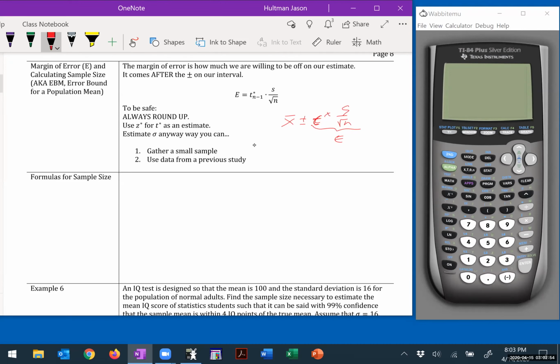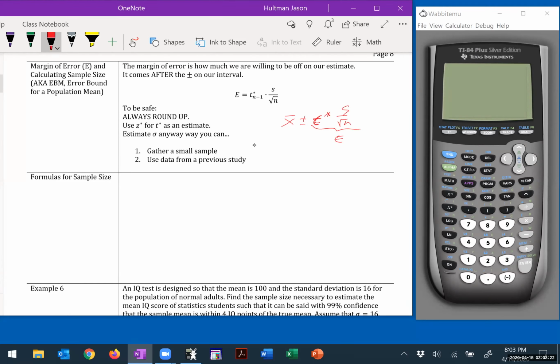That's how confident I am in my guess. If I have a huge range, then I'm going to capture a lot of values, but not be real confident. A smaller range means I'm more confident in my guess, in my estimate. So X bar plus or minus T star S over the square root of N.